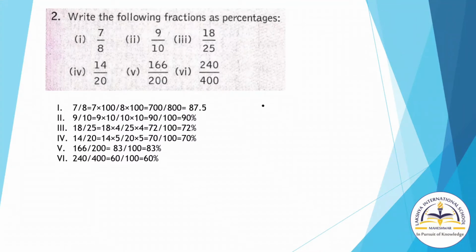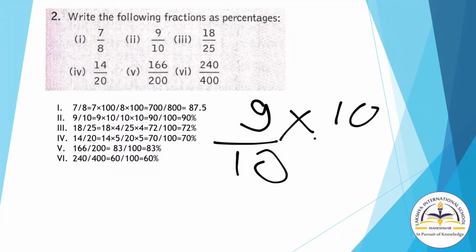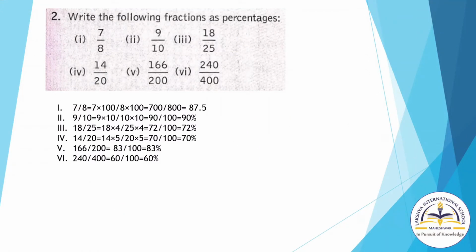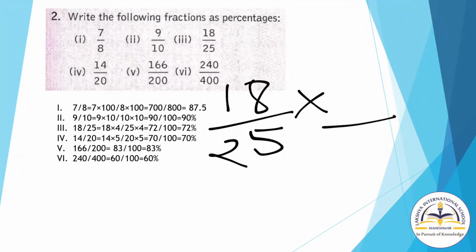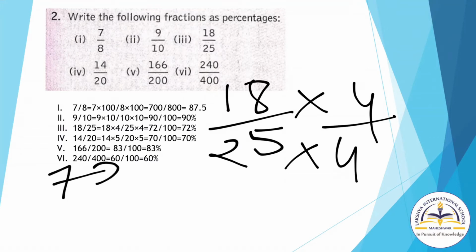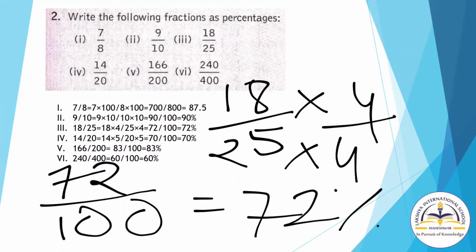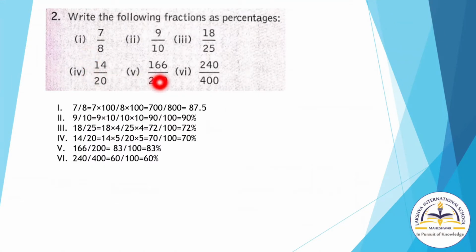Now for the second question we will see 9 by 10. Now we will multiply with 10. Denominator is 100. Now we will get 90 by 100. So it is clearly 90%. Now question number 3 we will solve 18 by 25. To make 25 as 100, we will multiply with 4, numerator and denominator both. Now 18 4s are 72, and 25 4s are 100. So 72% will be the answer. Now in the same manner you have to solve these next three questions.